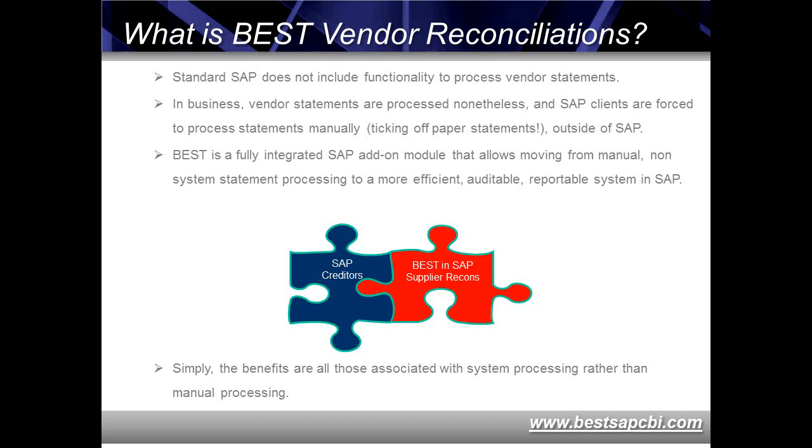Without SAP functionality to perform these vendor statement reconciliations, one is forced to process outside of SAP and match the statement manually or in Excel, for example. Hence, the need for BEST, which is a SAP add-on module to process vendor statements directly in SAP. There are many benefits such as reduction of personnel time, improved accuracy, improved audit trails, and improved reporting. However, simply put, the benefit is automated processing in SAP over manual processing outside of SAP.